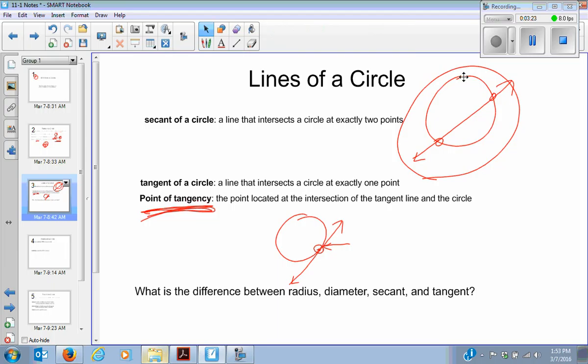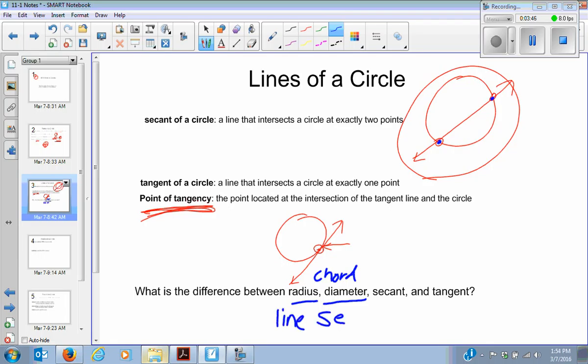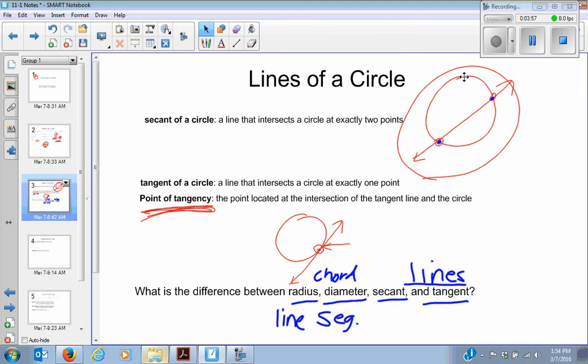So what is the difference between a radius, a diameter, a secant, and a tangent? Because right here, some of you might think that this is a diameter, or it could be a chord or something like that. The difference is a radius, diameter, and a chord, should have put that on there, are line segments, whereas secants and tangents are lines. Remember, these are going to continue on forever, whereas these are just pieces of some type of line. So chords, radius, and diameter are going to be line segments.